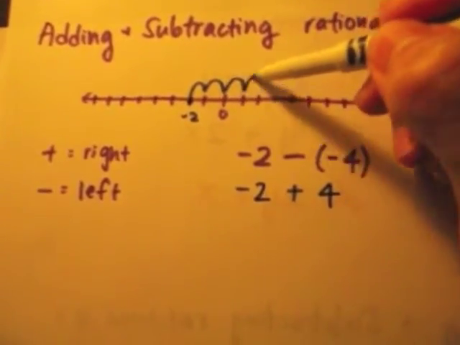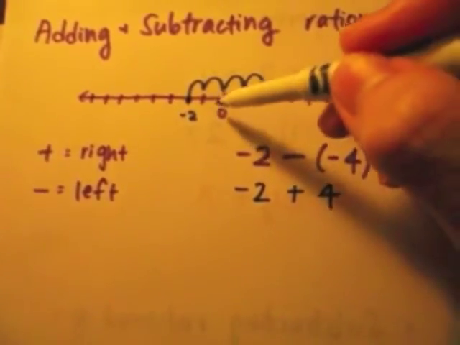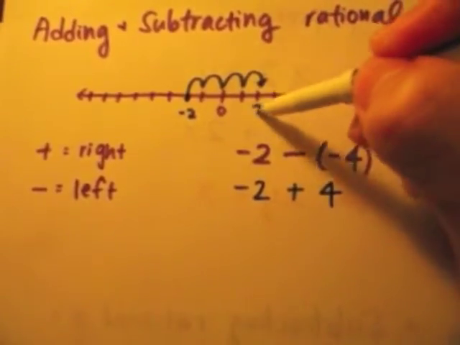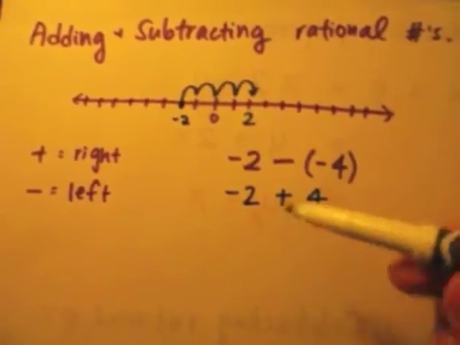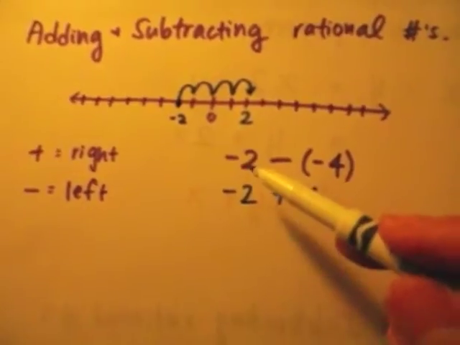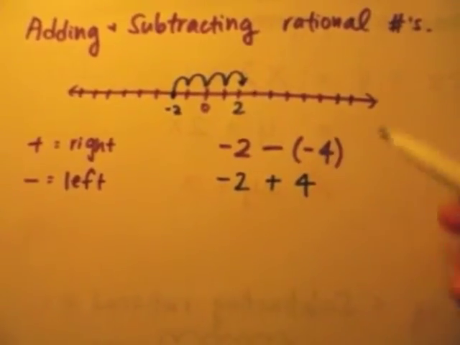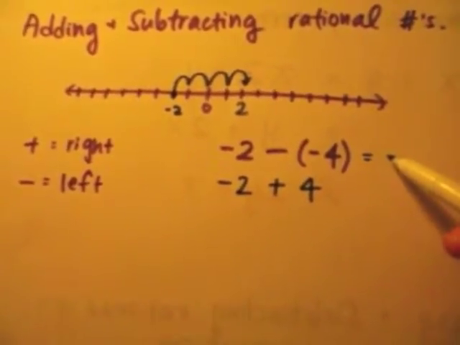1, 2, 3, 4. There I go, and where do I end up at? I end up at positive 2. So negative 2 plus 4, or excuse me, negative 2 minus negative 4 gives me positive 2.